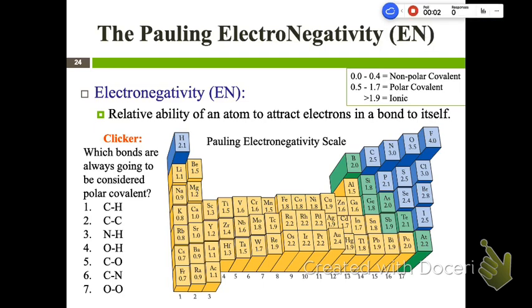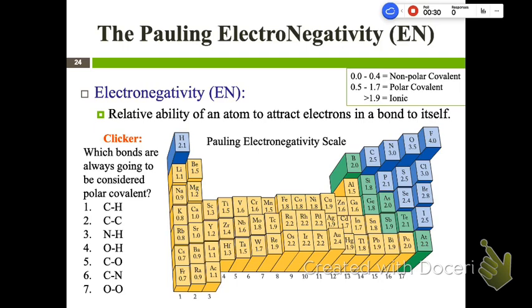I want you to look at all of these 7 bonds, and based off of the difference in electronegativity, so we look at carbon, 2.5, hydrogen, 2.1, I want you to say, are these going to be polar, yes or no? If it's going to be polar, I want you to put in 1. If you think all 7 are going to be polar, put in 1, 2, 3, 4, 5, 6, 7, enter.